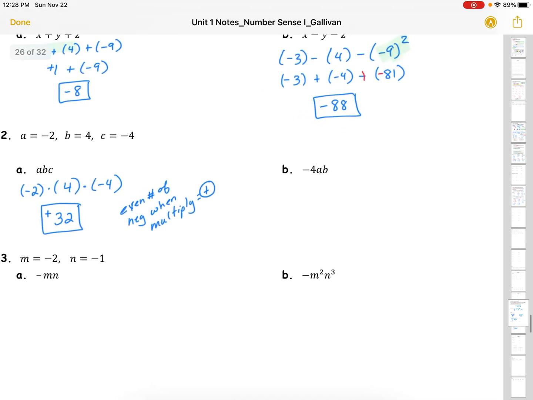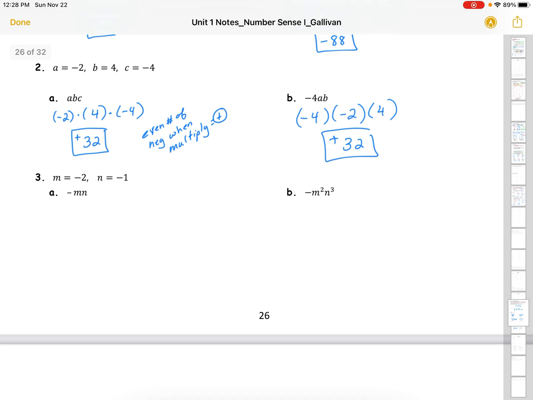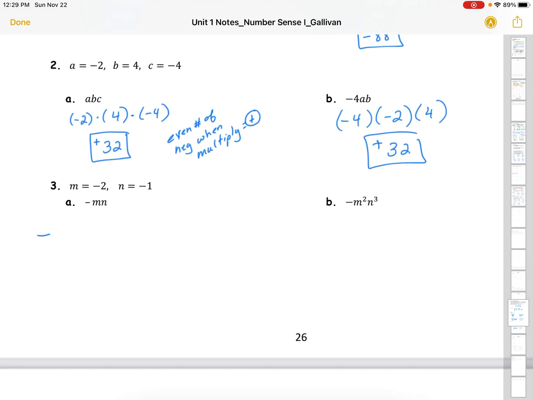All right, what happens here? I have a negative 4 times a negative 2 times b, which is positive 4, okay? Wow, this looks very similar. Negative 4 times negative 2 is positive 8. 8 times 4 is 32, and it's positive. Okay, same answer, just different order. Doesn't matter, actually, with multiplying, if you have the same numbers, what order they're in, you're going to get the same answer. Okay, next one. I have a negative m, which is negative 2, right, times negative 1.